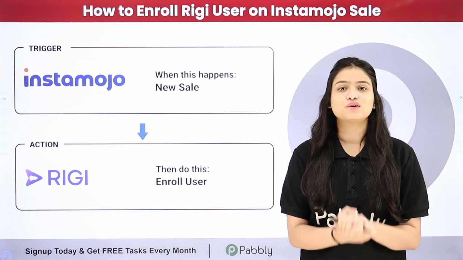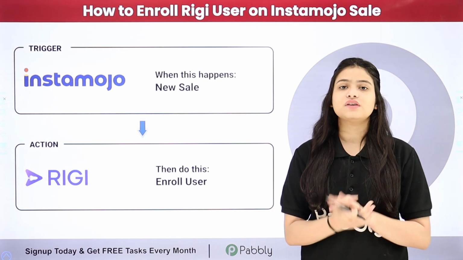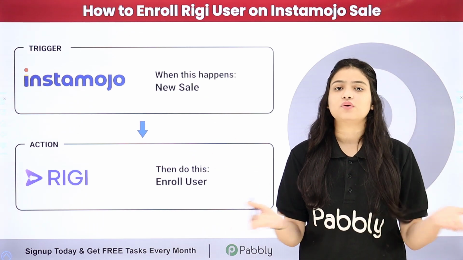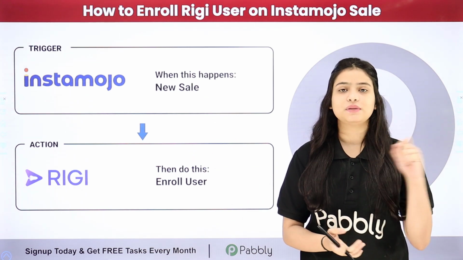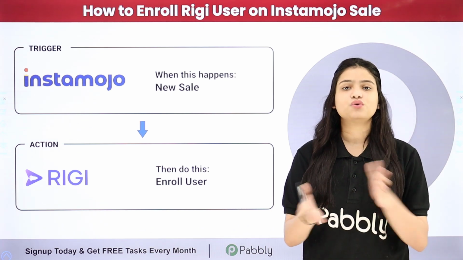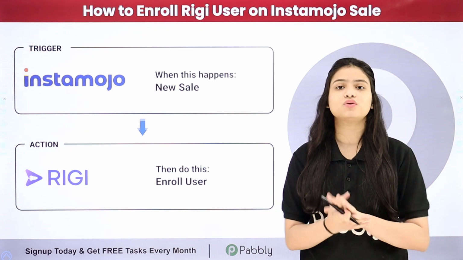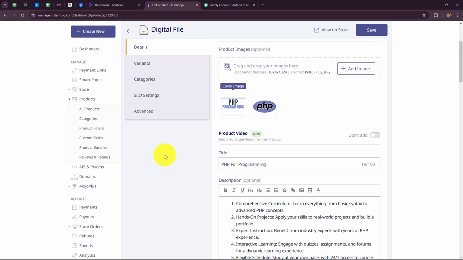So how we are going to automate this entire process? For this, we will have to set up the connection between Instamojo and Rigi, and that we are going to do without any coding and any programming skills, simply with the help of Pabbly Connect. So if you also want to learn this amazing automation for your business step by step, for that you have to come towards my screen. Welcome to my screen everyone.